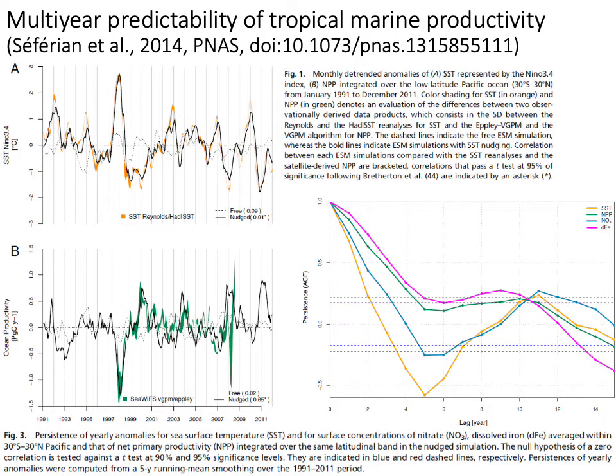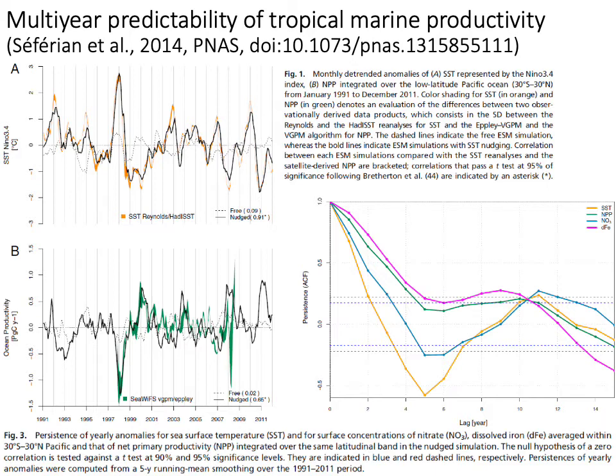In the ocean biogeochemical context, one of the seminal works by Séférian et al. demonstrated the ability of ocean biogeochemistry models to reproduce the chlorophyll response to ENSO variability when the model was nudged at the surface. It was an Earth system model nudged at the surface with sea surface temperature variables.